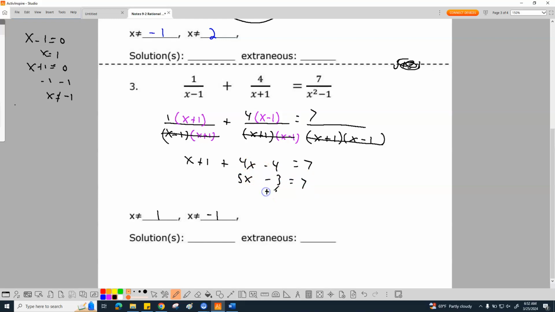So I'm going to add the 3 on both sides, and I get 5x equals 10. And then I'm going to divide the 5 out, and I get x equals 2. So we find for our solution x equals 2.